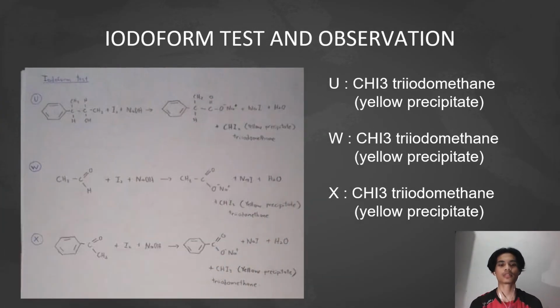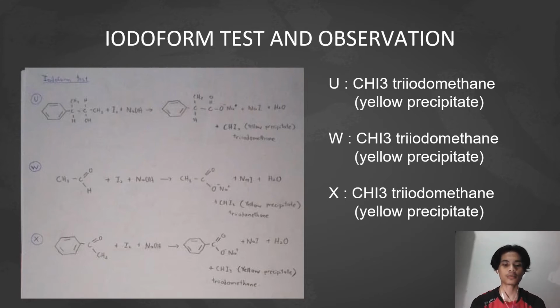Okay, next let's move to the iodoform test and observation. First is compound U, 3-phenyl 2-butanol. When this compound reacts in the iodoform test, it will produce a byproduct which is CHI3, or the IUPAC name triiodomethane. This product shows a yellow precipitate. Next, compound W, which is ethanol. When this compound reacts in the iodoform test, it will produce CHI3, or triiodomethane. This product shows the yellow precipitate.